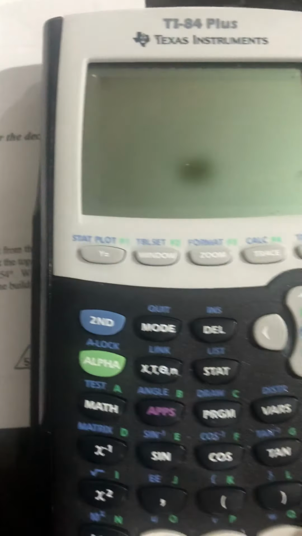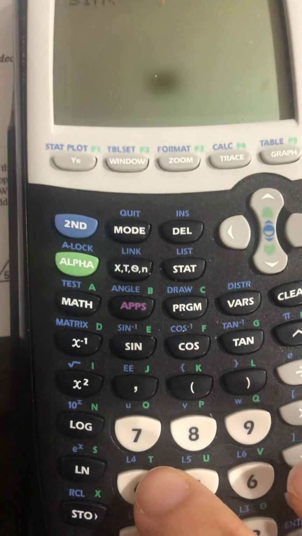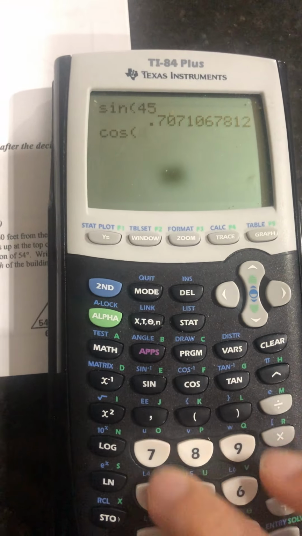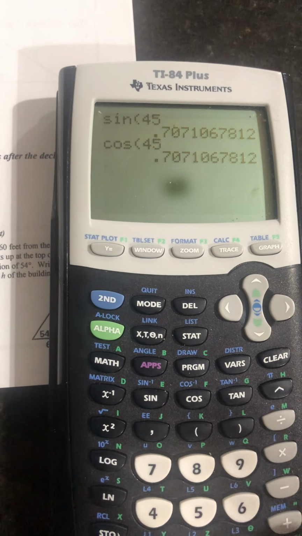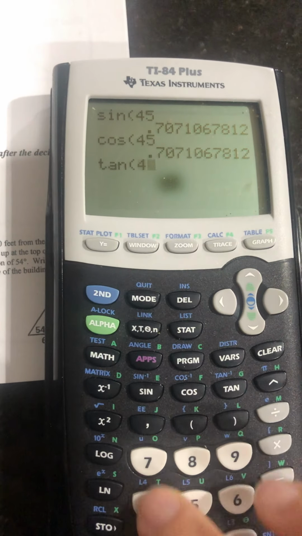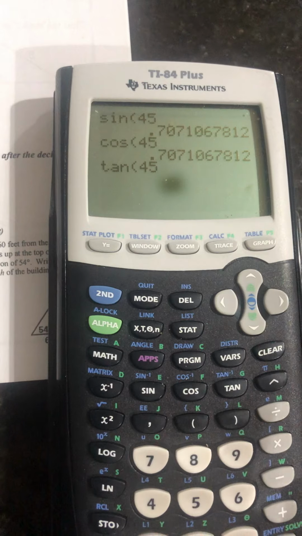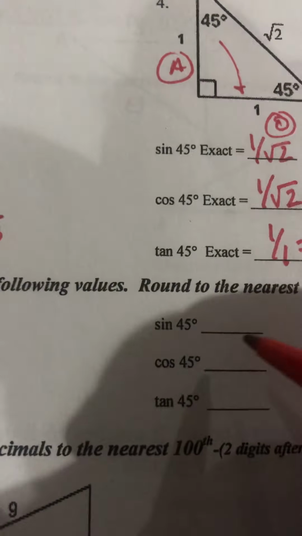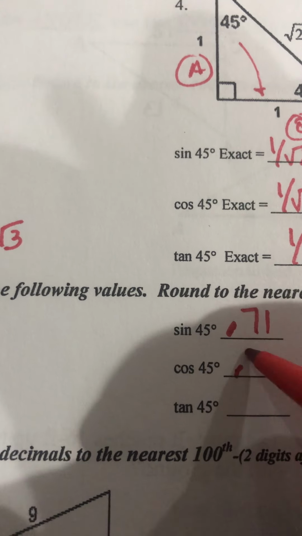If I go back to my calculator and I type in sine 45, I'm going to get 0.71. I'm just going to do them all here real quick. Cos 45 is also 0.71, and tan of 45 is going to be 1. So I'll just copy those decimals down then: 0.71, 0.71, and 1.